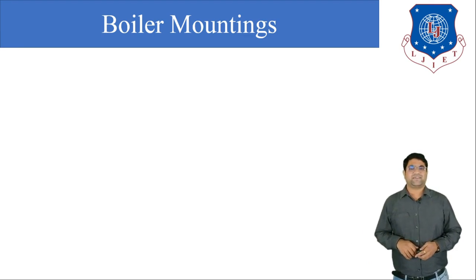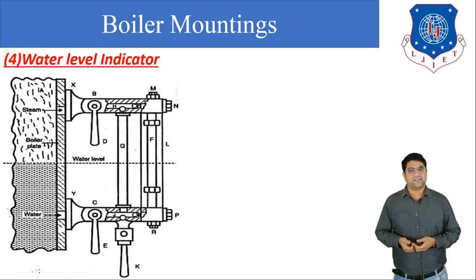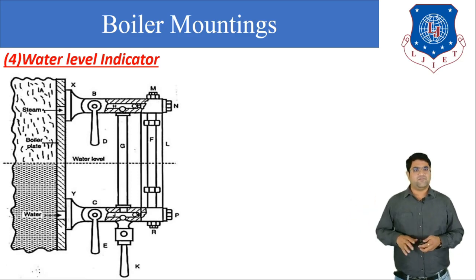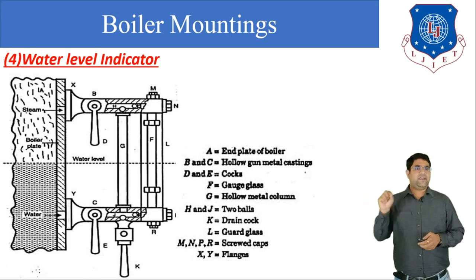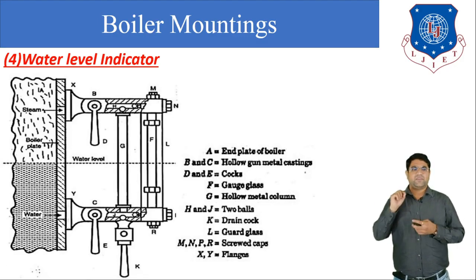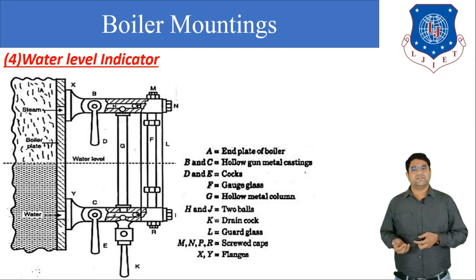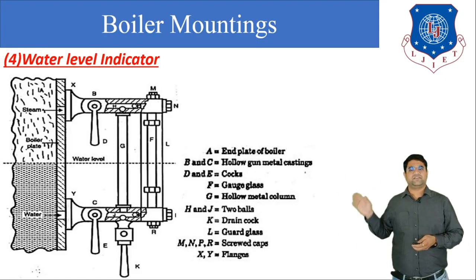Okay, now our next boiler mounting is the water level indicator. So here you can see the diagram of the water level indicator. In the diagram, A is the end plate of the boiler. B and C are the hollow gun metal casting. D and E are the cocks. F is the gauge glass. G is the hollow metal column. H and J are two walls. K is the drain cock. L is the guard glass. M and P are the screw caps, and X and Y are the flanges. So these are the components.